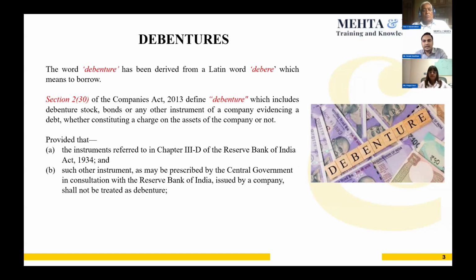Now, as per the Companies Act, debenture is defined in Section 2, Sub-clause 30, wherein debenture includes debenture stock, bonds, or any such other instruments of a company evidencing a debt, whether constituting a charge on the assets of the company or not. So be it secured or unsecured, debentures are well defined in Section 2(30), provided that instruments referred to in Chapter 3D of the RBI Act and such other instruments as may be prescribed by the Central Government in consultation with the RBI shall not be treated as debentures.